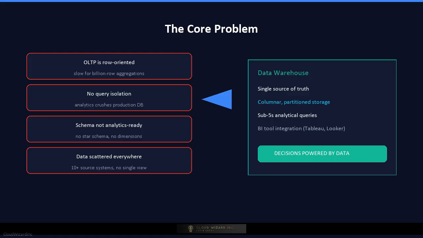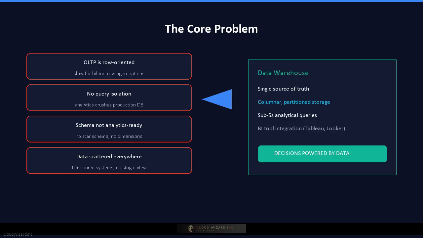Here is the core problem. A company generates data from dozens of transactional systems, relational databases, event streams, third-party APIs, log files, and mobile apps. The business wants to answer questions like, what was our revenue by product category across every region last quarter? How did user retention trend month over month for the past 2 years? Which marketing channel drove the highest lifetime value customers?